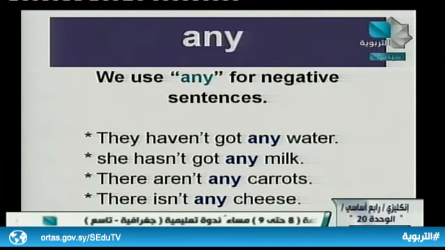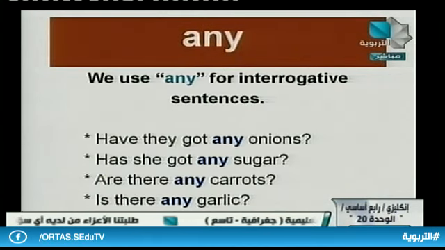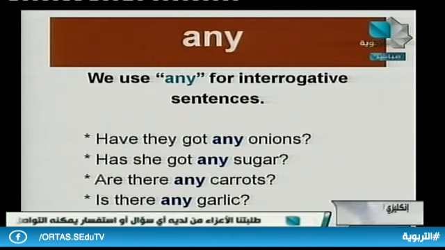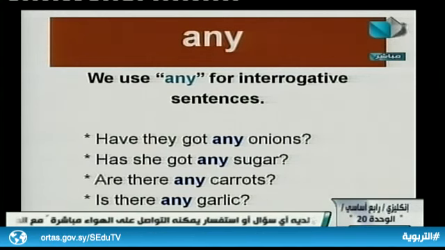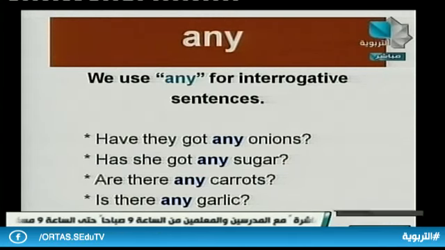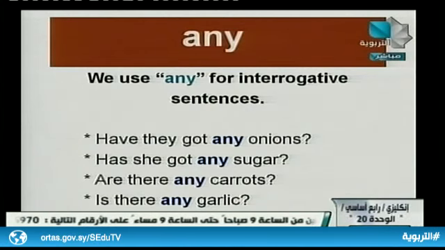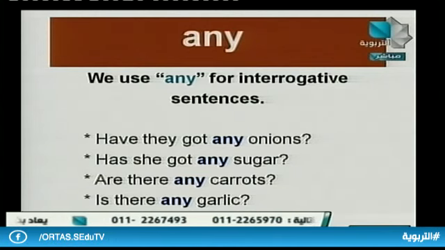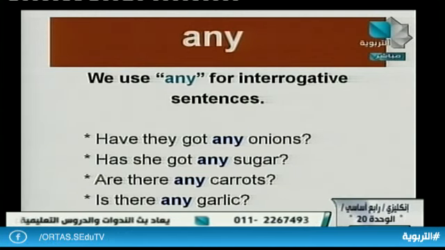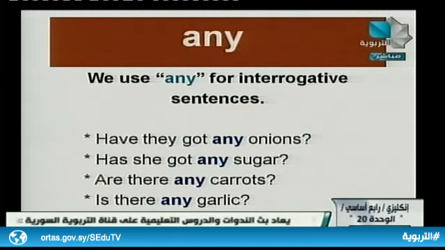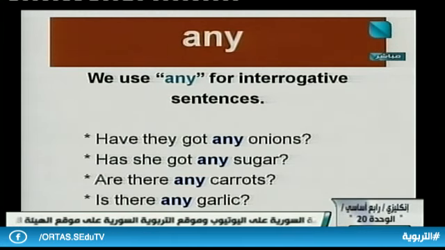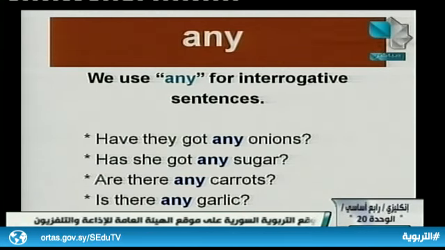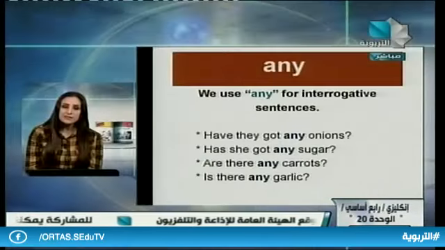Okay, finally about any, we also use any for interrogative sentences. Look here, have they got any onions? Has she got any sugar? Are there any carrots? Is there any garlic? You see, my students, all these sentences are questions, and we are using the word any in questions. Okay, so our rule for today is that we use some in positive sentences, and we use any in negative sentences and questions.